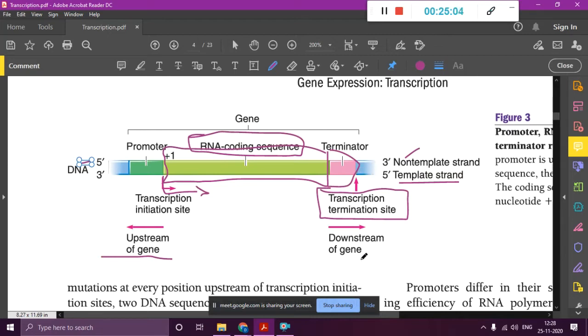And so this part, this light green part is the actual gene which is going to be made into a protein. This is the gene which possibly is going to be made into the protein. This is in bacteria. We are talking about bacteria now. In eukaryotes it's a bit different. So this is known as the downstream of the gene region.